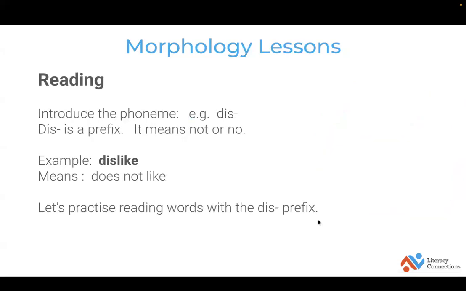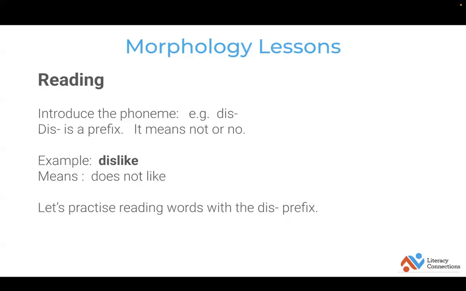So when we're supporting reading, we introduce the morpheme at the start. So we might be looking at the prefix dis, D-I-S. It's a prefix, it means not or no. So at the start of the lesson, in a similar way with spelling, we would have that call and answer or choral response, so that all the class is saying that dis is a prefix that is spelt D-I-S. How is it spelt? D-I-S. What does it mean? Not or no.